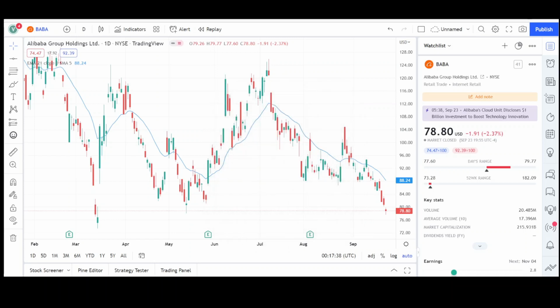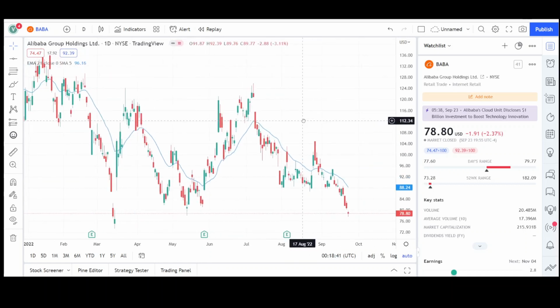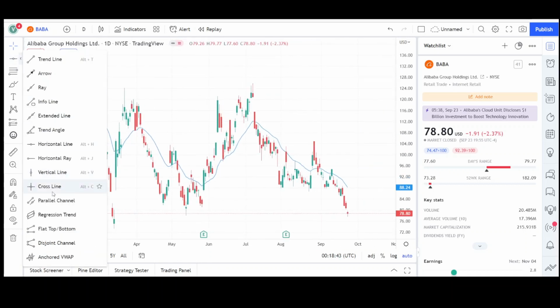I will first go over what I see in the daily chart and finish the video off with the weekly chart. And here we have the daily chart for BABA. Let's take a look at the patterns that we can identify.